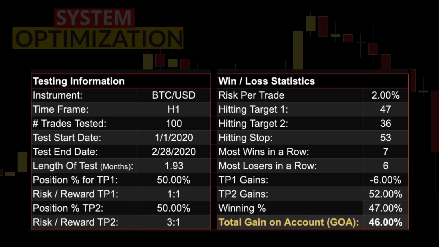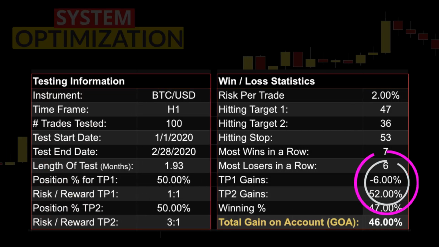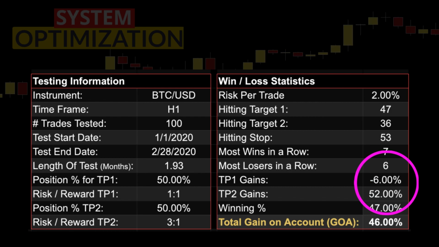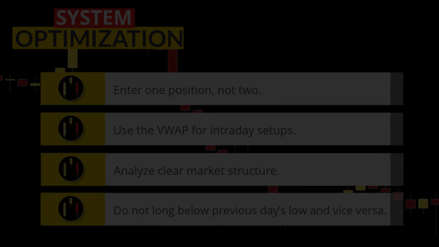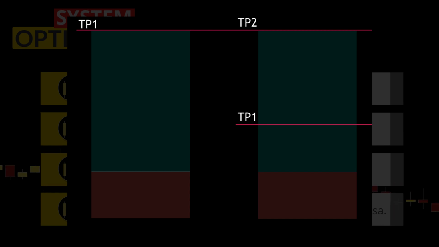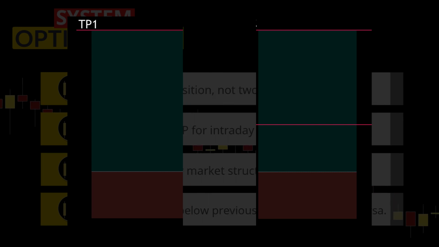First, looking back at the results, you can see that TP1 gains are below 0. This is a very important statistic and would indicate you should not be taking 2 positions. One position using a straight 3 to 1 risk to reward ratio would wind up greatly increasing the account balance on this data set.